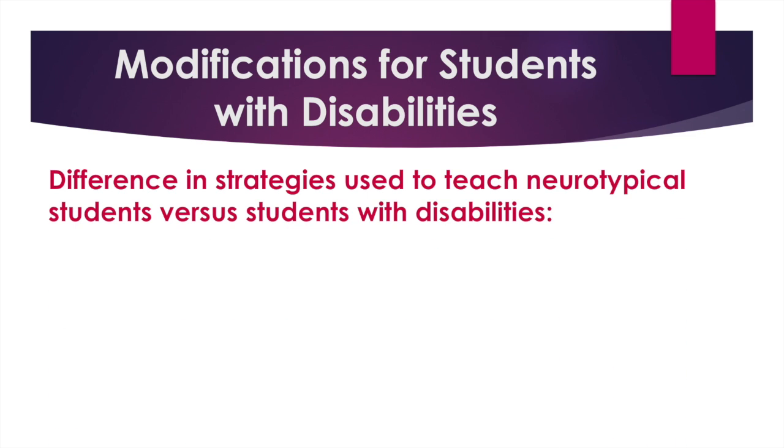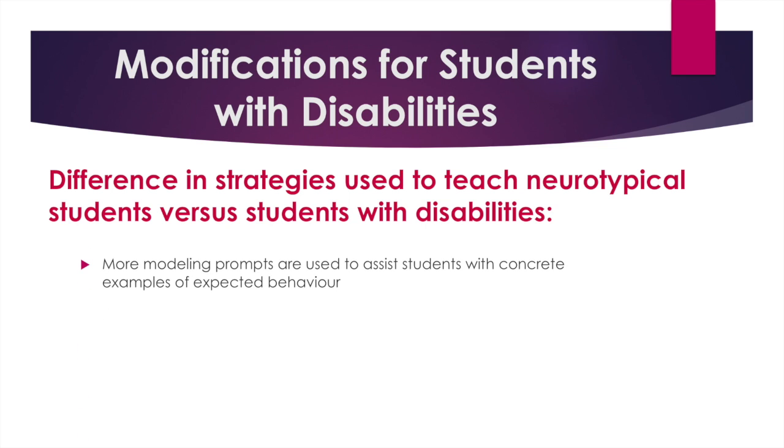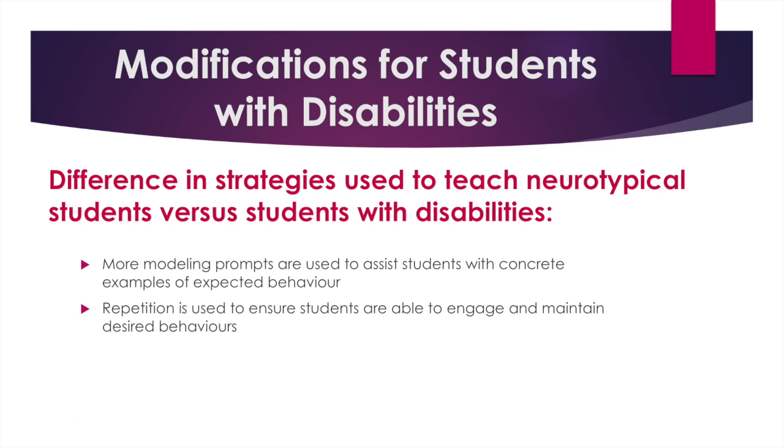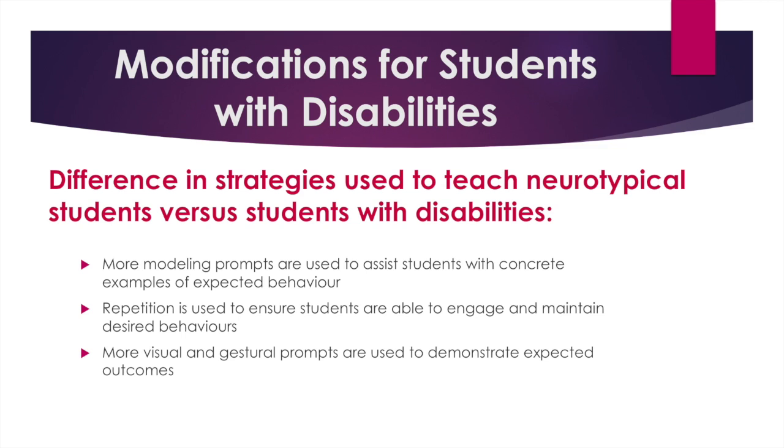Alright, so modifications for students with disabilities. So during the task analysis, you'll see very different modifications for students with disabilities. So the difference in strategies used to teach neurotypical students versus students with disabilities. So you'll see more modeling prompts are used to assist students with concrete examples of expected behavior. Repetition is used to ensure students are able to engage and maintain desired behavior. And more visual and gestural prompts are used to demonstrate expected outcomes.